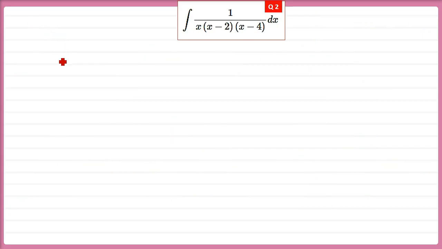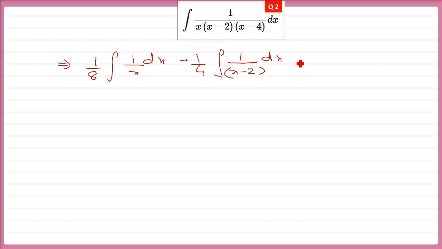So the equation becomes like this. So we have already got the partial fractions. 1 by 8 that we have got as a, into integration of 1 by x dx. What was b? Negative 1 by 4, integration of 1 divided by x minus 2. Then we have the c, which is 1 divided by 8, integration of 1 divided by x minus 4 dx.